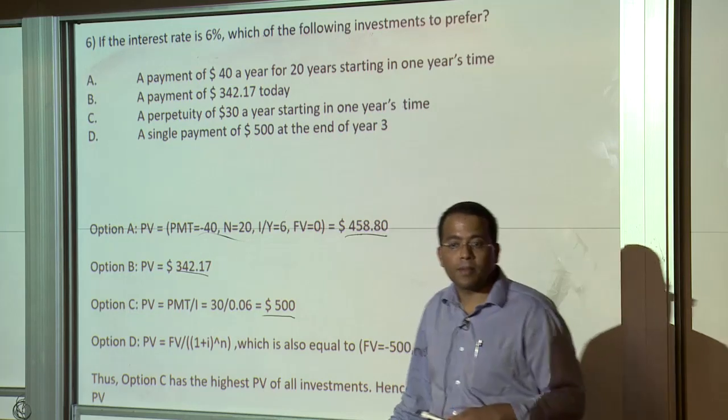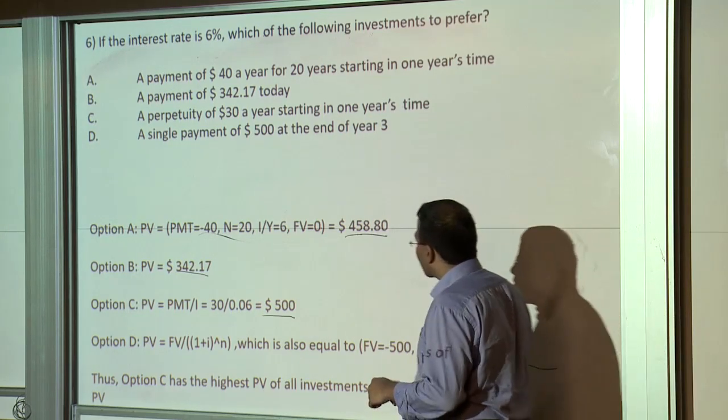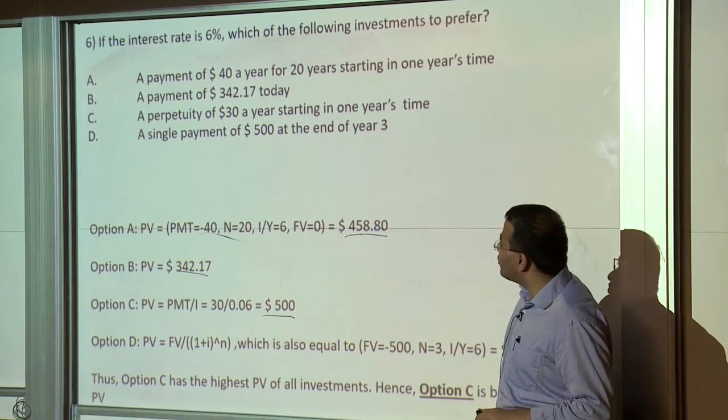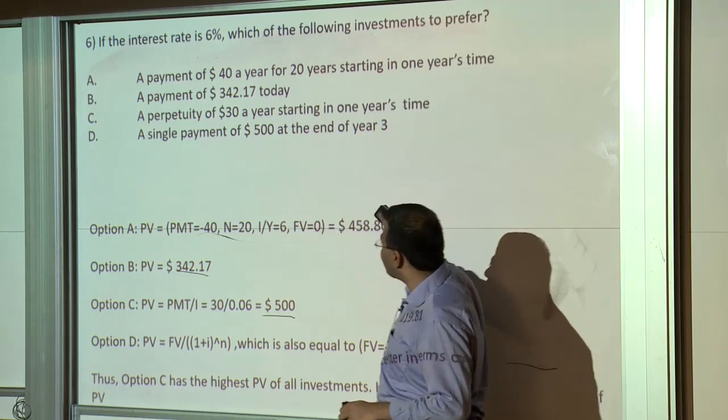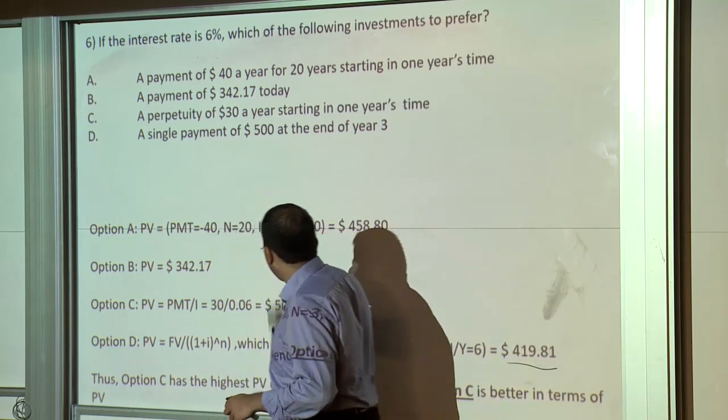Yeah, go on. Why do we put future value equals 0 for A? So that's just something that, let me try to explain that one second.